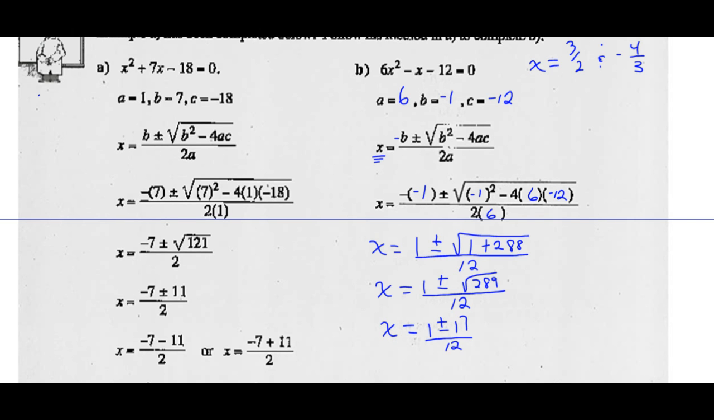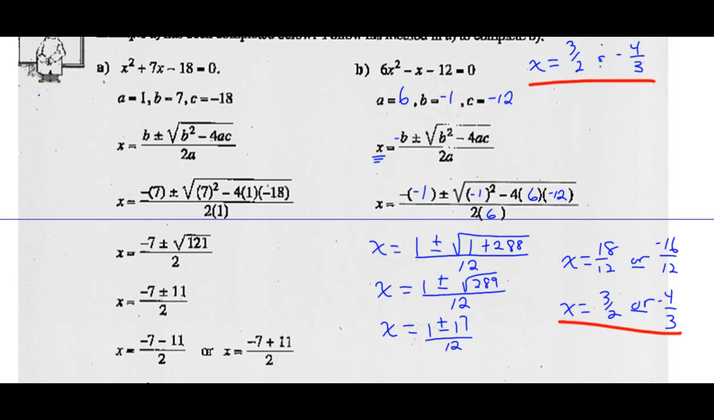So there are our two answers. x could equal 1 plus 17, which is 18 over 12, or x could equal 1 minus 17, which is negative 16 over 12. So if we simplify these two fractions, 18 over 12 is the same as 3/2. Negative 16 over 12 is negative 4/3. So there are two answers, the same as we had by factoring. So the quadratic formula, if we do it properly, should give us the same solutions.